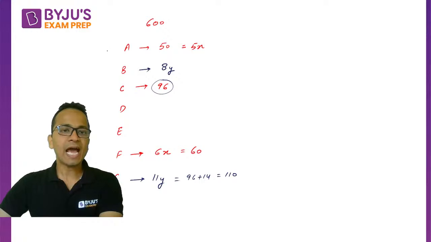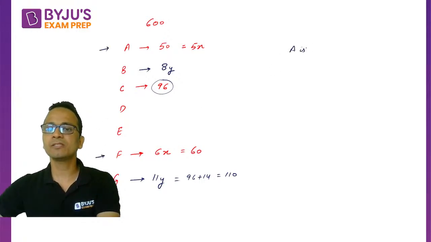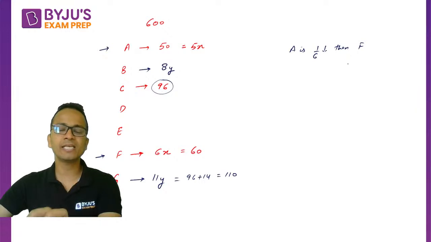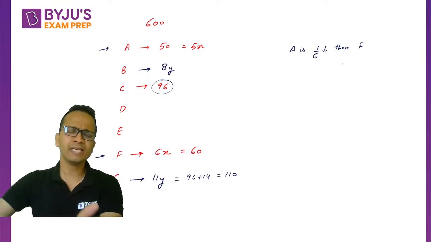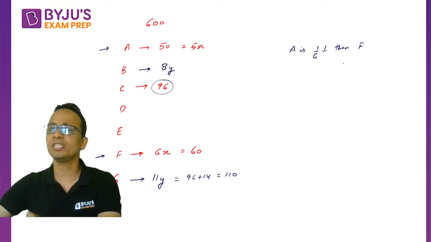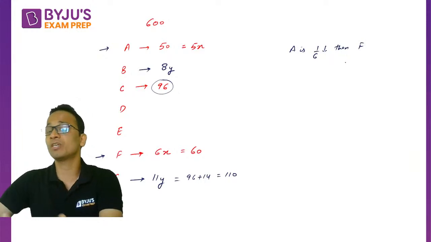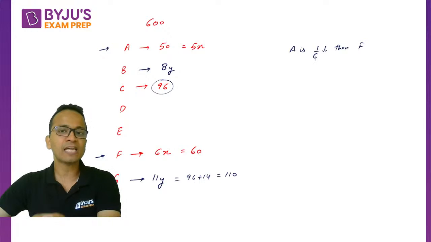For A and F, it was given that A is 1/6 less than F. मैंने क्या किया है? 16 2 by 3 percentage I have converted into fractions. And as a fraction it will be 1/6. So A is 1/6 less than F.